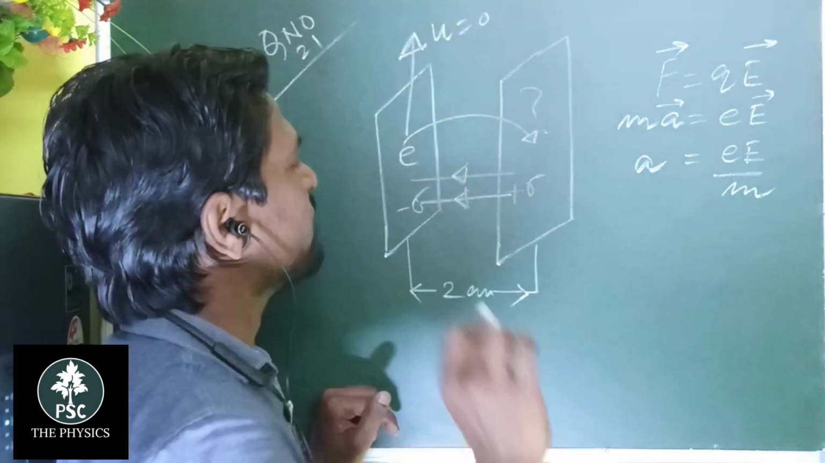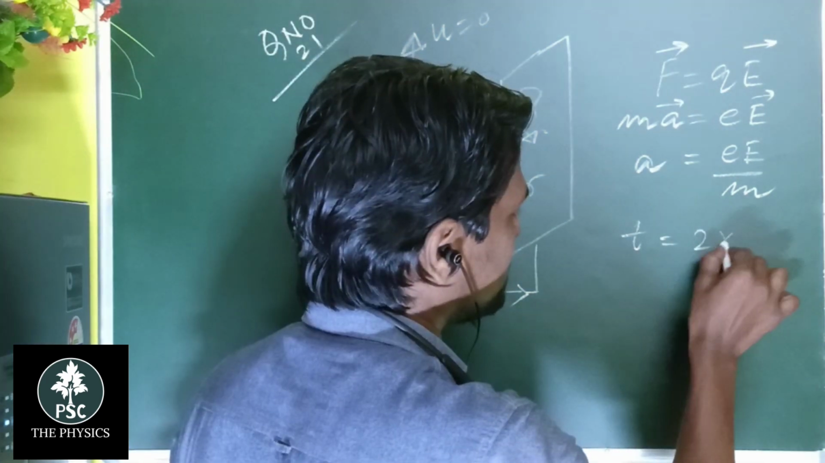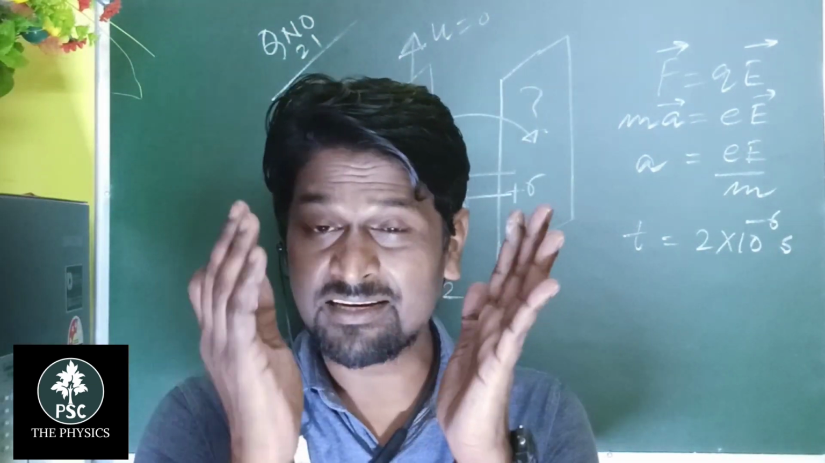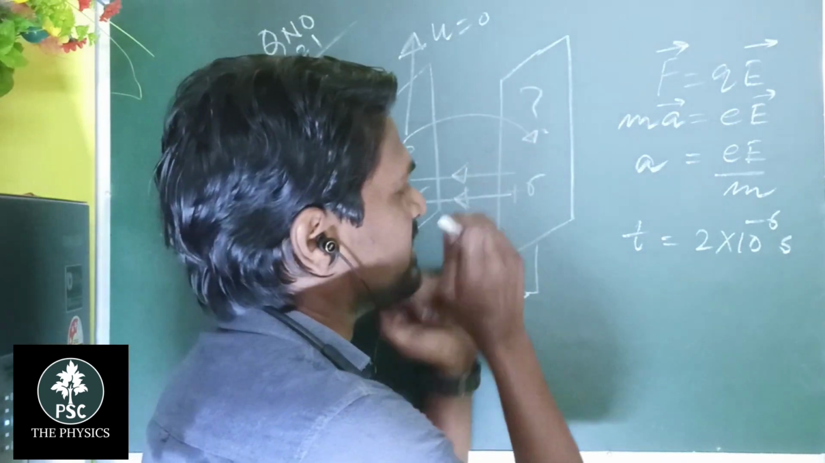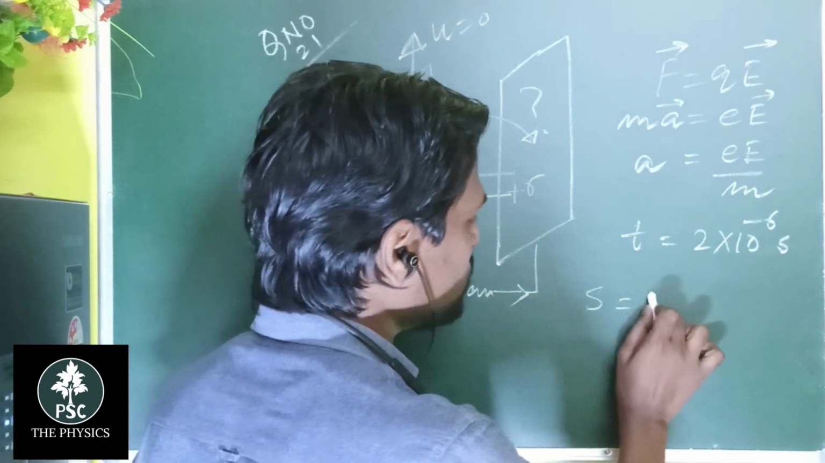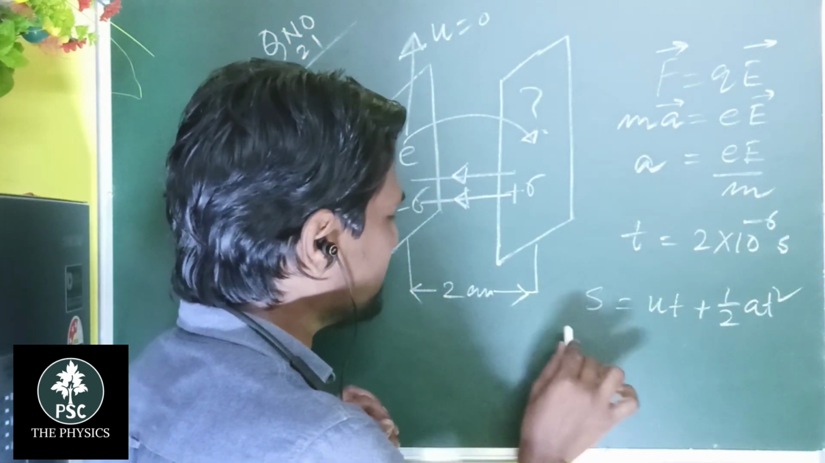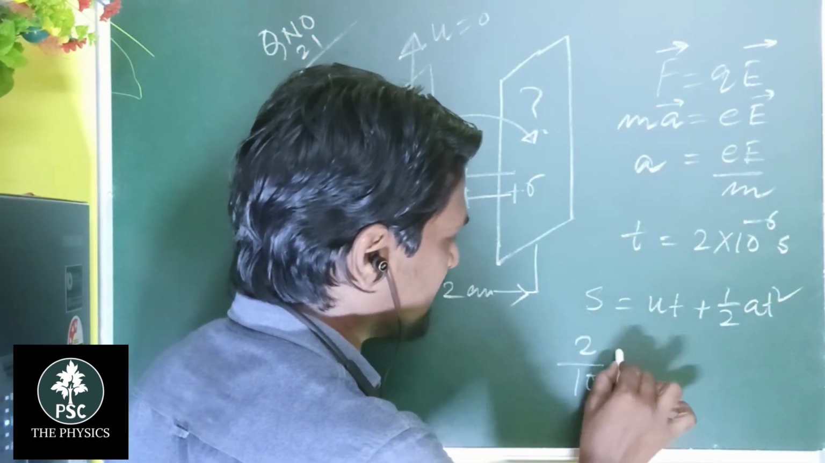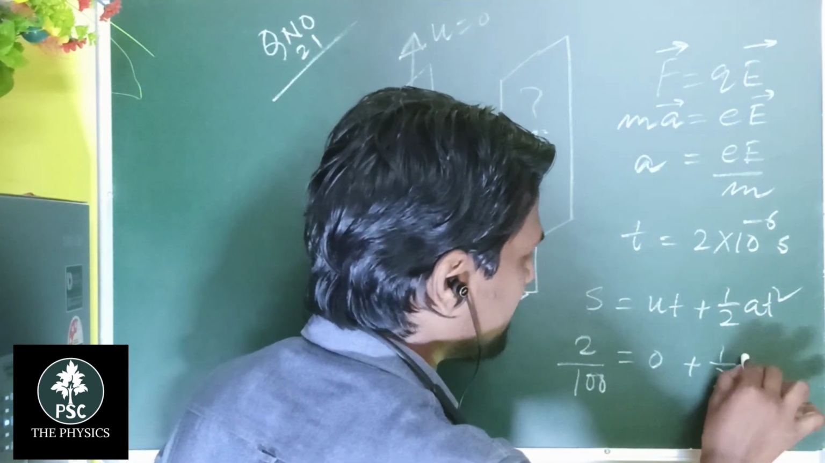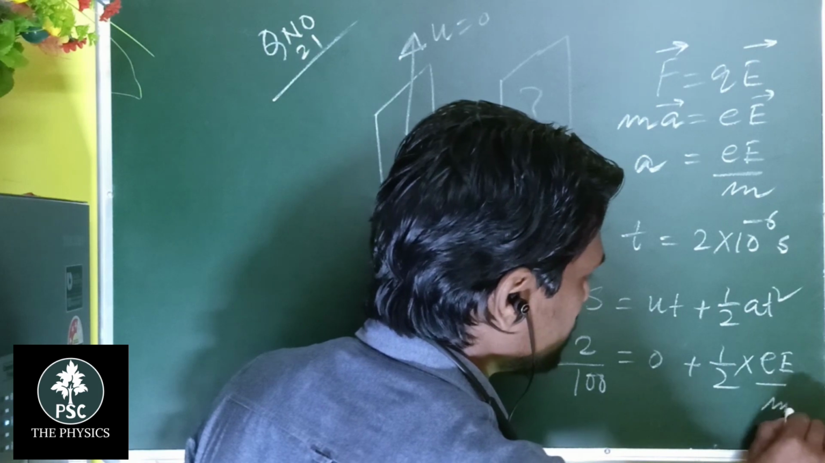The electron is at rest, so u equal to 0, and it takes a time of 2 microseconds, that is 2 into 10 to the power minus 6 second, to reach from that plate to the other plate. So the distance s equals ut plus half at square. Here s is 2 centimeter, that is 2 by 100, and this equals the initial velocity of the electron, which is 0, plus half, and the acceleration is eE by m, into t square.